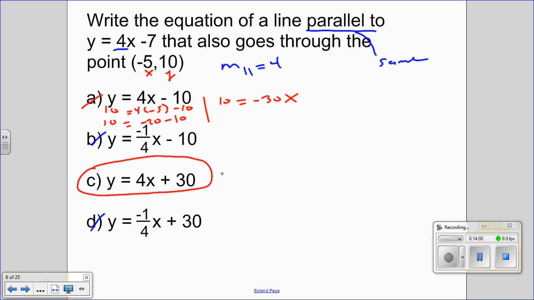But again, your proof would be 10 equals 4 times -5 plus 30. That would be 10 equals -20 plus 30, which would be 10 equals 10, which checks out. The key is that perpendicular lines have slopes that are opposite reciprocals. Parallel lines have slopes that are the same.